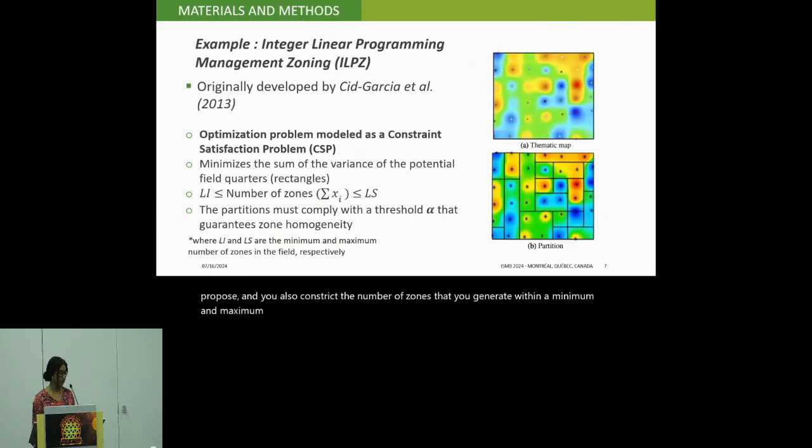And here's a little figure that shows an example of this. We have a thematic map showing a symbolic field, and what we do is we try to divide the field into different management zones, where we try to prioritize the creation of zones that are homogeneous.